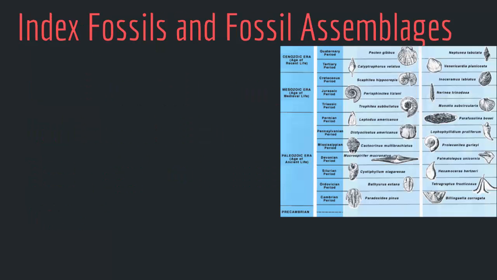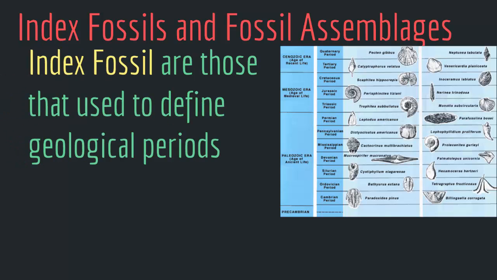Then we have index fossils and fossil assemblages. Index fossils are those that are used to define a geological period. So for example, all these are fossils and they each represent a geological period. Here, for the Jurassic period, you have this kind of funny named fossil. Here we have the Cretaceous period, you have Scaphites, Hoploscaphites. It's a creepy fossil. So index fossils are those that are used to define a geological period.